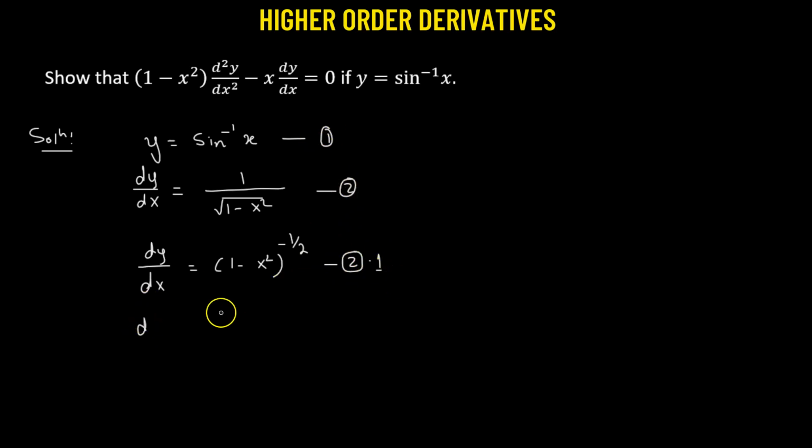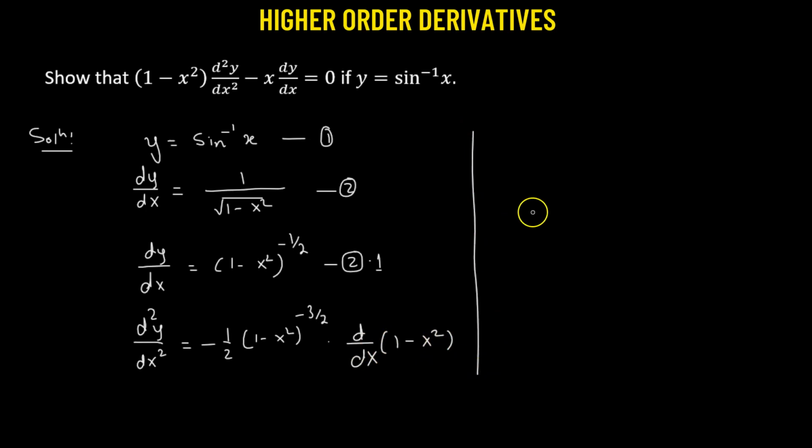Now we'll take the derivative of 2.1 with respect to x. So this gives us the second derivative of y with respect to x. And for the expression on the right hand side, we'll have to use the power rule to find its derivative. So we have negative half times 1 minus x squared raised to the power of negative half minus 1, which is negative 3 over 2, times the derivative with respect to x. So we'll have to use the chain rule. We'll take the derivative of 1 minus x squared.